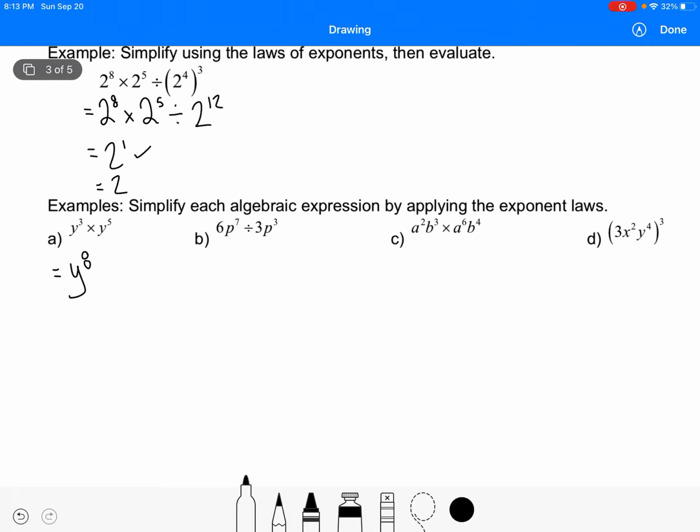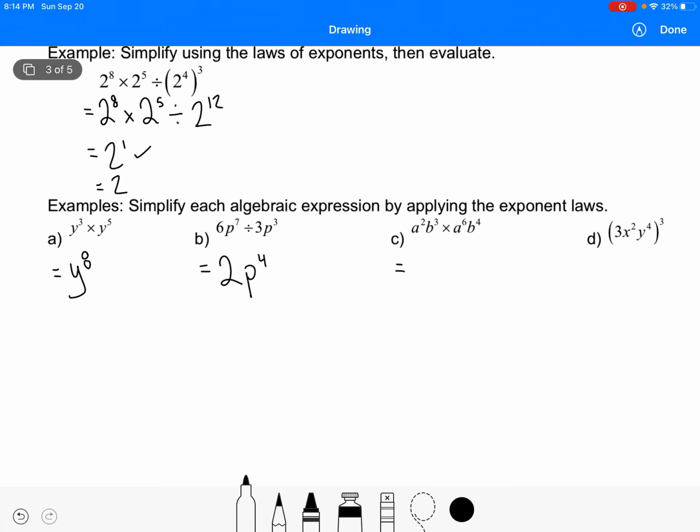Okay, it's multiplication. Here we're dividing. Well, I'm going to divide my numbers first. If there's ever a number out there, we can always divide those first. So 6 divided by 3 gives me 2. And then I've got p to the 7 divided by p to the 3. Well, that's just 7 minus 3. So that gives me 4.